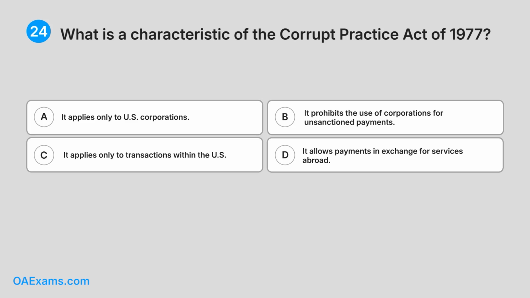24. What is a characteristic of the Corrupt Practices Act of 1977? A. It applies only to U.S. corporations. B. It prohibits the use of corporations for unsanctioned payments. C. It applies only to transactions within the U.S. D. It allows payments in exchange for services abroad. Can you guess the answer?